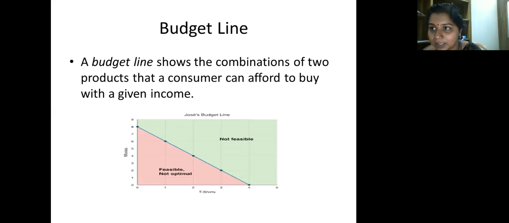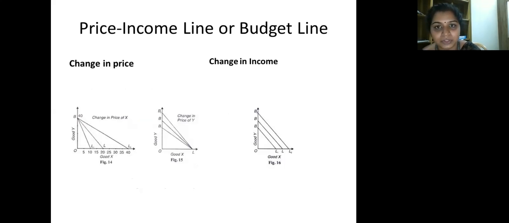The income level you can draw with the help of the budget line. To draw the budget line, you need three variables: the price of X commodity, the price of Y commodity, and the income of the people. With these three variables, you can draw the budget line. I'm just giving you the introduction; later we will go to the important part of the concept. How will the budget line change? There are two possibilities. When the price is changing, the budget line will change, and when the consumer's income is changing, the budget line will also change.